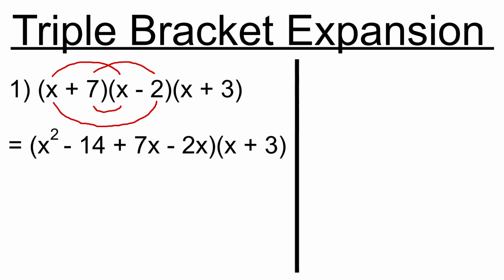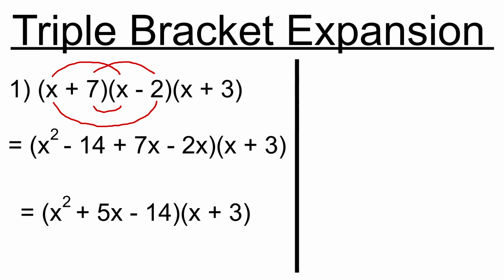plus 3 bracket. And you could expand it out further from here, but I decided to simplify the new bracket a little bit. I rearranged it a little, you don't have to, but I took the x squared and then I added or subtracted the 7x and minus 2x. That gives us 5x. Then we got the minus 14 still. So I expanded it out, and then I just simplified it a bit because it's going to be easier for the next expansion.